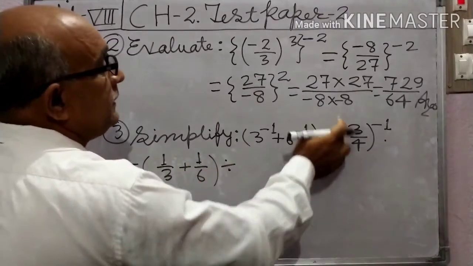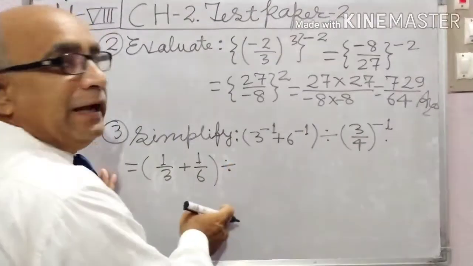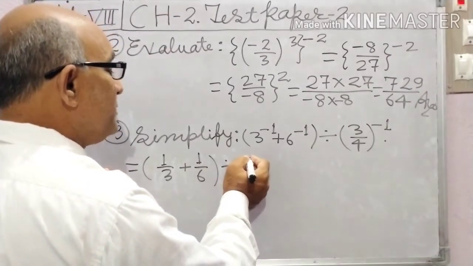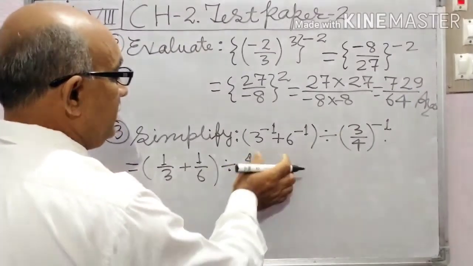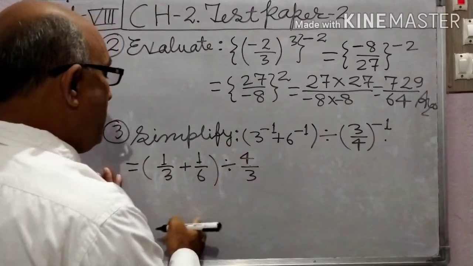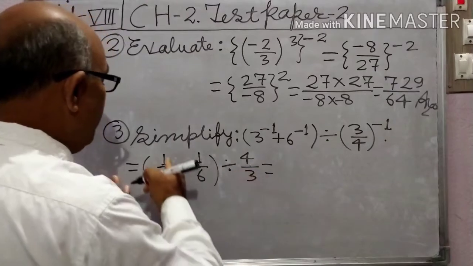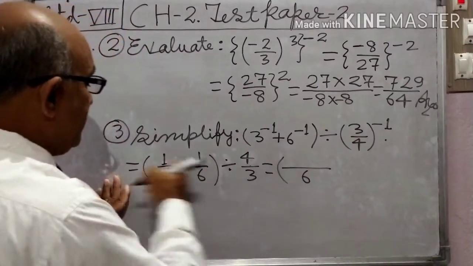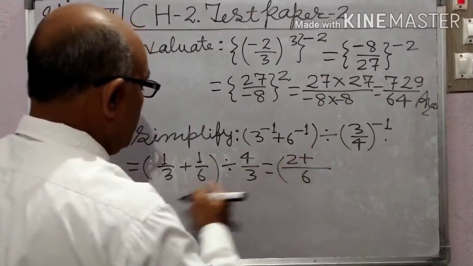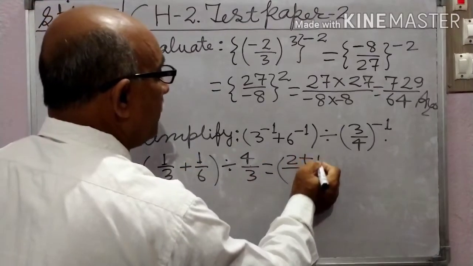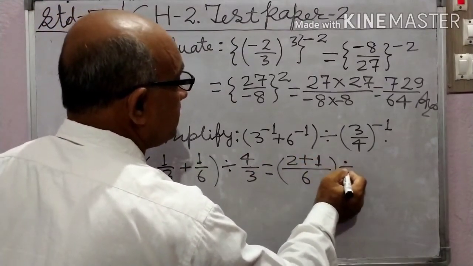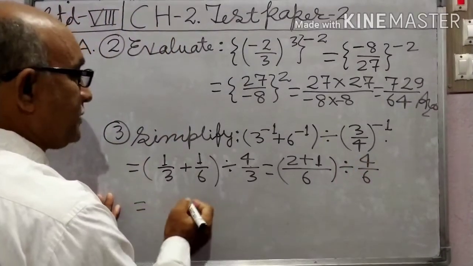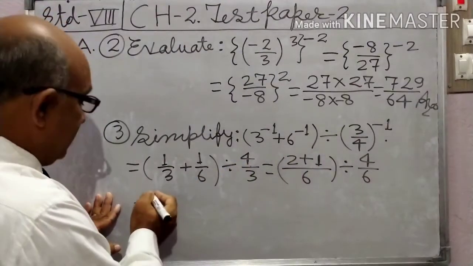divided by (3/4)^-1. (a/b)^-1 equals b/a, so it changes into 4/3. Now the next step is to take the LCM of 3 and 6, which is 6. 3 twos are 6 and 1 into 2 is 2; 6 ones are 6 and 1 into 1 is 1. So 2/6 plus 1/6 is 3/6.